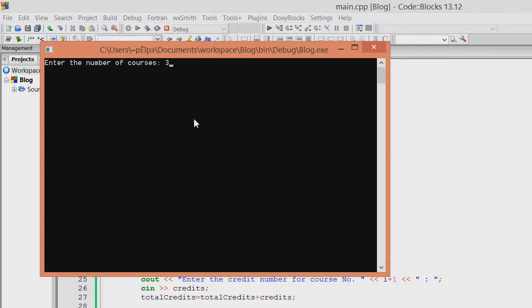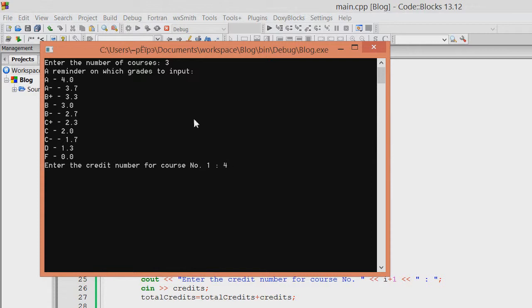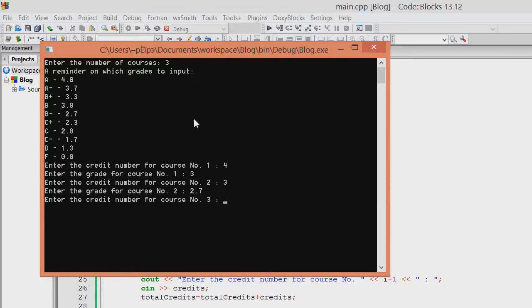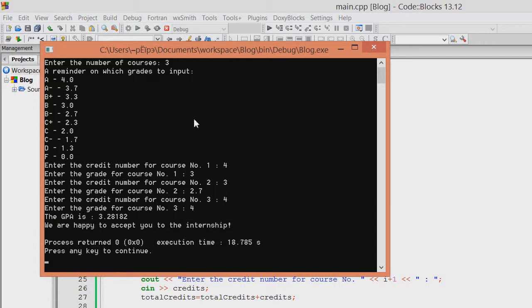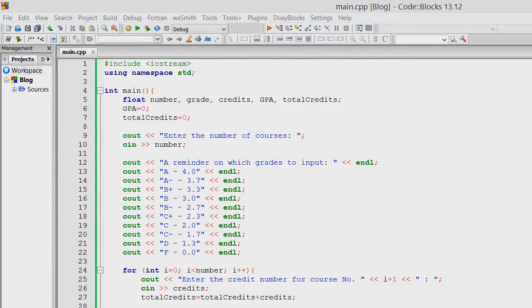Let's take 3 courses. The first one is a 4 credit course where I got, for example, B. The second one is a 3 credit course where I got B-, which is 2.7. And the third course is a 4 credit course where I got A, which is 4.0. And I'm accepted, so the program works.